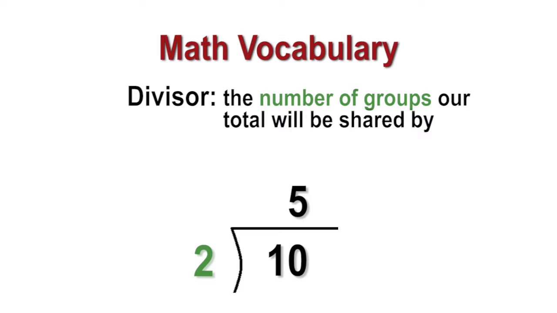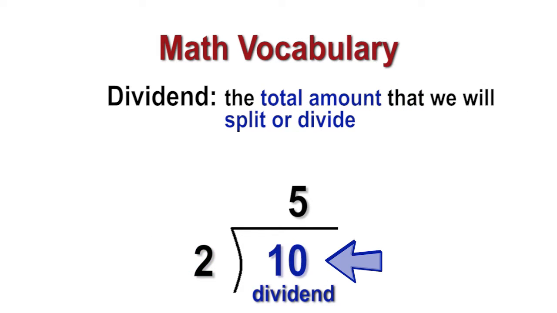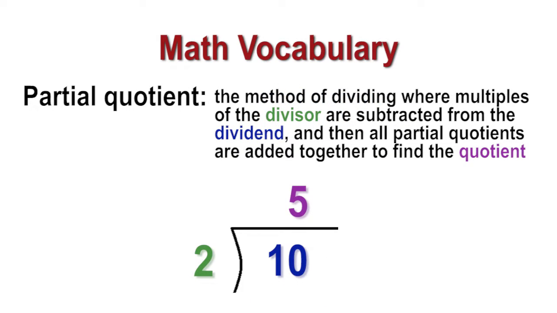Students should also know the terms divisor and dividend. A divisor is the number of groups our total will be shared by, and the dividend is the total amount that we will split or divide. Partial quotient is the method of dividing where multiples of the divisor are subtracted from the dividend, and then all partial quotients are added together to find the complete quotient.